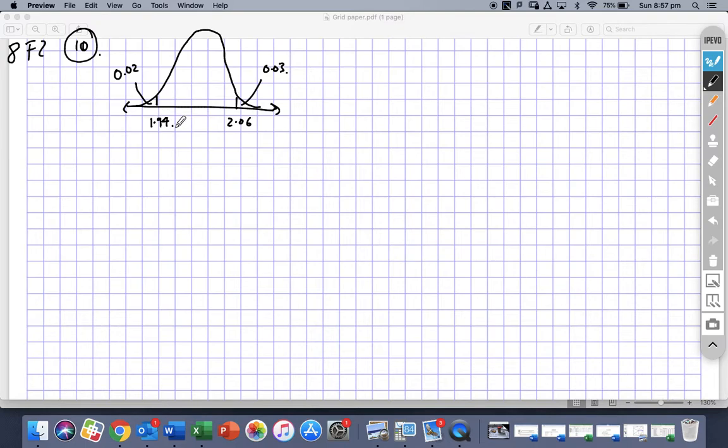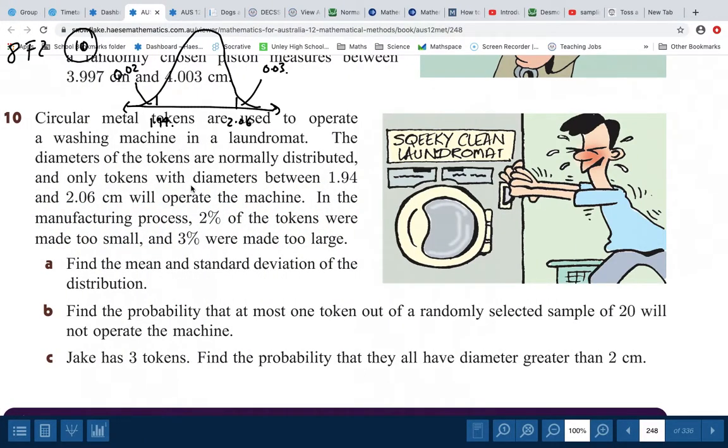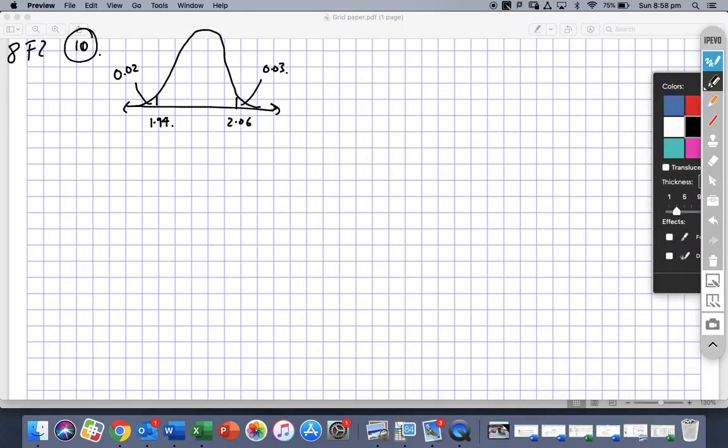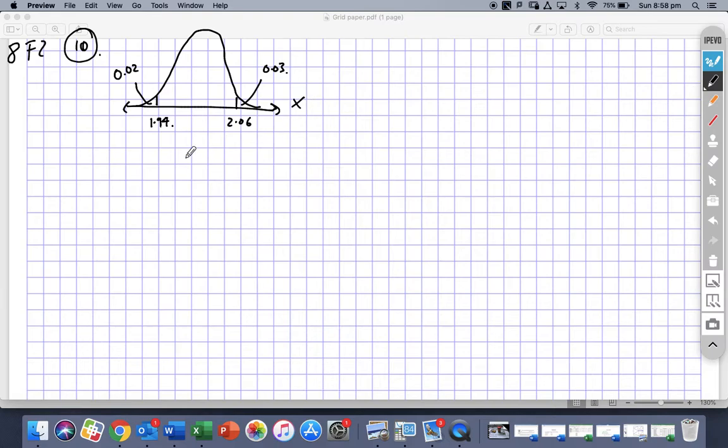I'll just check the numbers here. 1.94. Yeah, that's better. 2.06. We have to find the mean and standard deviation. Okay. Well, the way we can do this is with z-scores. So these are x's. Right, what we've got here is let x be diameter, centimeters. We know x is normally distributed, but we don't know the mean or the variance or the standard deviation.